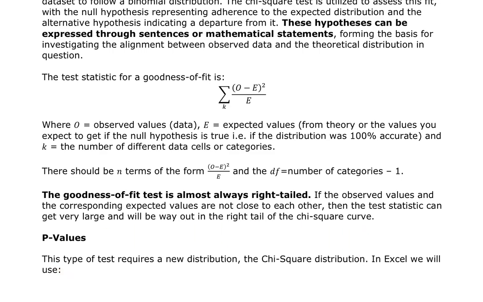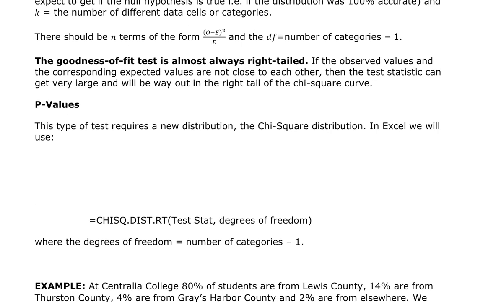P-values. P-values require a new distribution. It's built into our Excel spreadsheets, and it is going to be equals CHISQ.DIST.RT. We're going to grab our calculated test statistic, comma, and then our degrees of freedom. Again, remember the degrees of freedom is the number of categories minus 1.